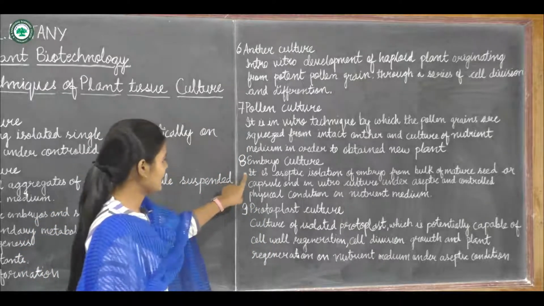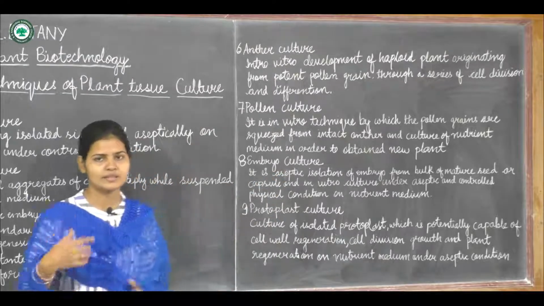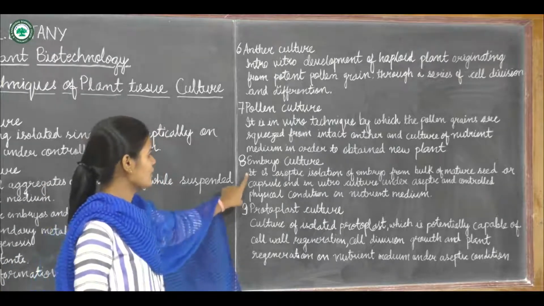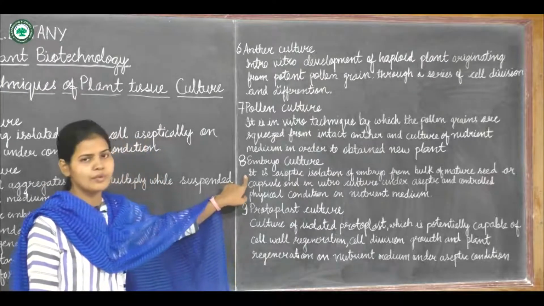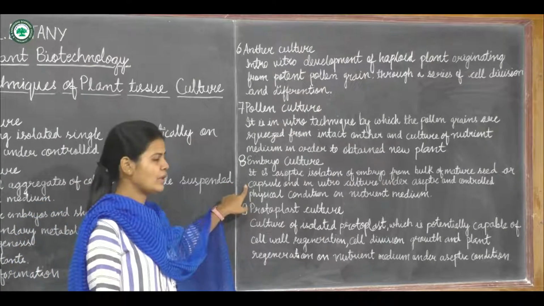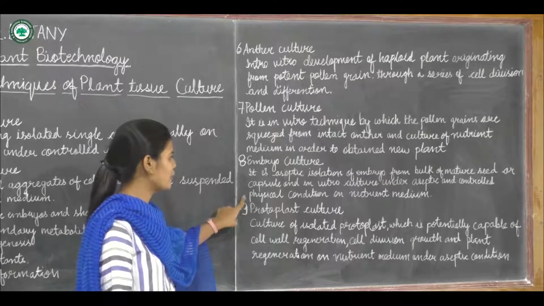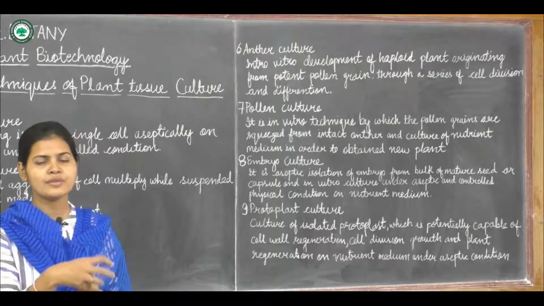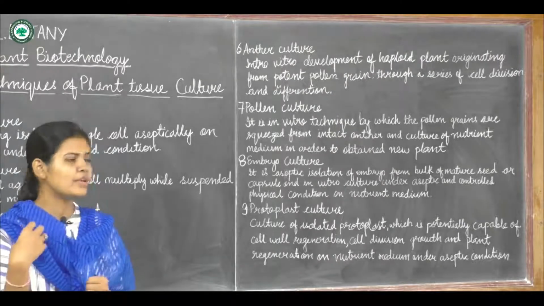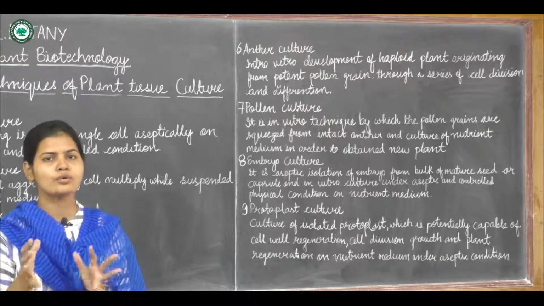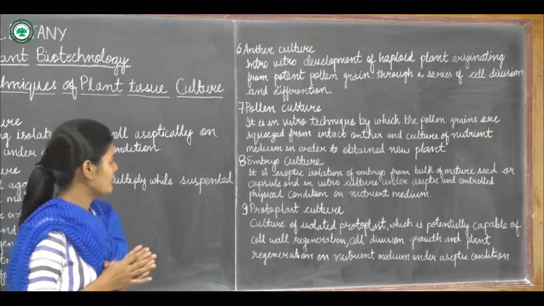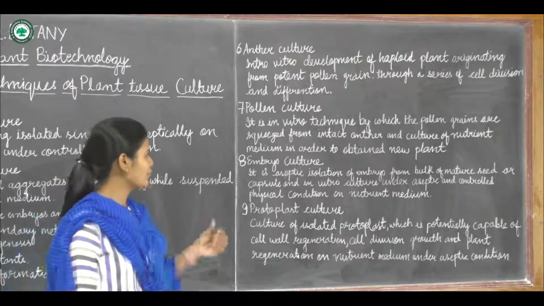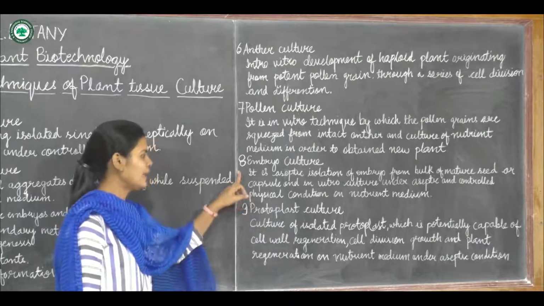Now next is embryo culture. Like the other cases, here we are going to culture an embryo. It is the aseptic isolation of an embryo from the bulk of the seed or capsule, and in vitro culture under aseptic and controlled physical conditions on a nutrient medium. In this case, we dissect out the embryo from the mature seed and allow it to grow in a nutrient medium. From this embryo, a new plant can be regenerated. So regeneration of a new plant from the embryo is called embryo culture.